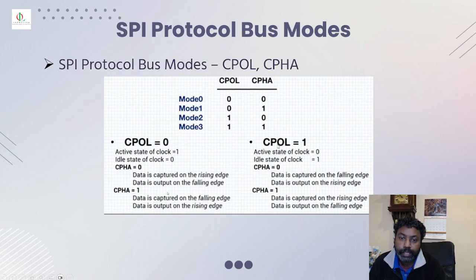The difference when the clock polarity is 1 is that the active state of the clock is 0 and the idle state becomes 1. In this case, it's the reverse of this condition. With clock phase 0, data is captured on the falling edge and data out is on the rising edge. With clock phase 1, data is captured on the rising edge and data output is on the falling edge.